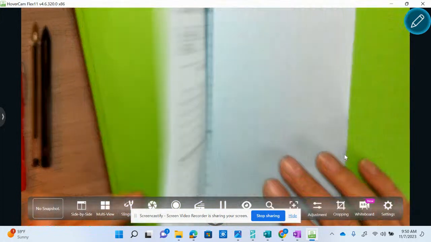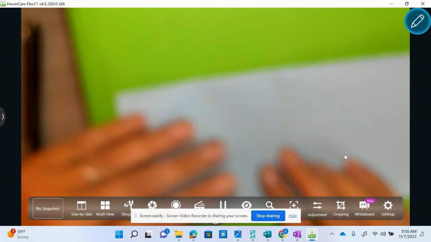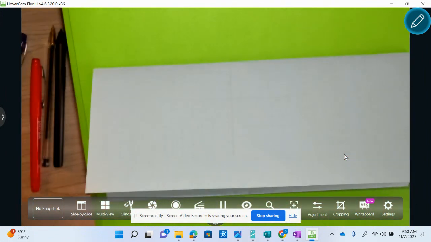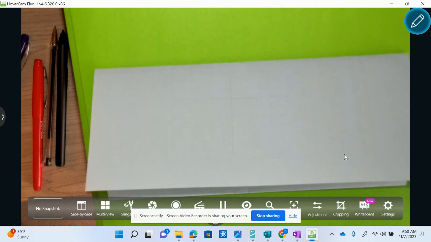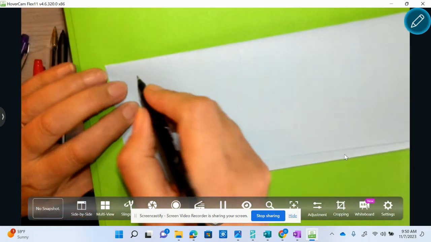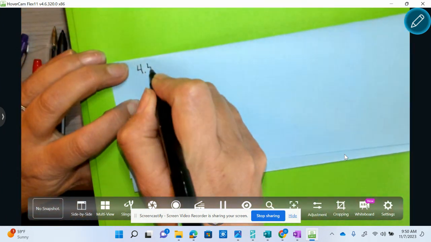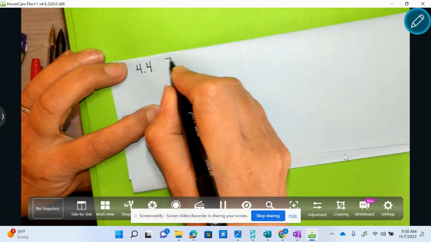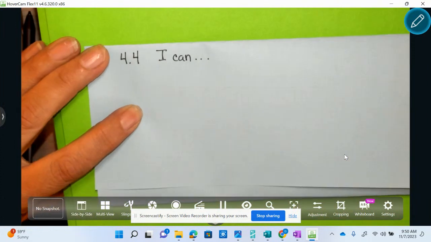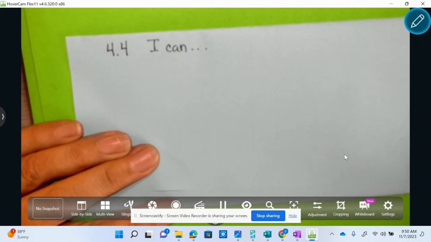Okay. So again, I folded it into thirds. So I'm going to turn it sideways so I can write on it for a second. I want to write on one of the outside flaps. Okay. So first of all, I want to tell you that this is lesson 4.4. So I'm going to write that, 4.4 I can. And then you're going to fill out the rest of that, right? And I'll post it in a hot second. I'll post your I can statement. That's your 4.4 I can.